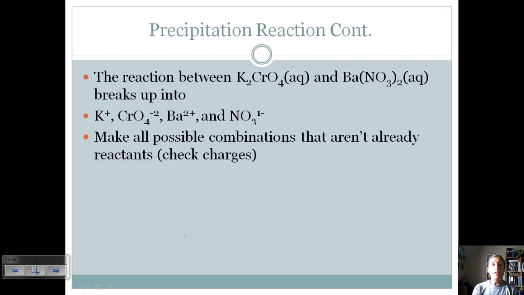So what we're going to do is make all possible combinations that aren't already reactants. What this means is we've got to find a cation and an anion to put together. We can't put together two cations or two anions, and it can't be a compound that already exists as a reactant. And so that really limits our choices. Once you've found your combination, also make sure that you check charges to make sure that things are neutral compounds.